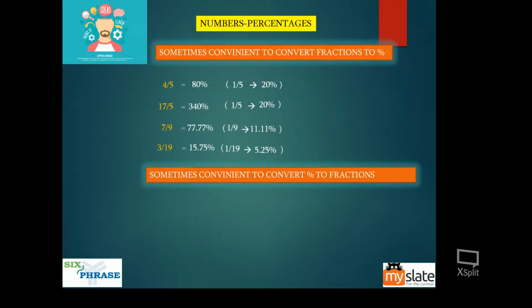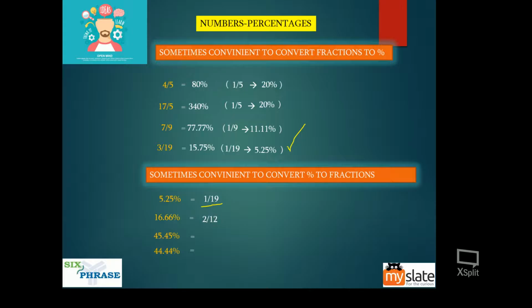Sometimes it is convenient to convert fraction to percentages. You will have to know what is 5.25 percentage. You will have to know what is 16.66 percentage. You will have to know what is 45.45 percentage, and you will have to know what is 44.44 percentage, all in terms of fractions. Now, 5.25 percentage, guys, you can easily write it as 1 by 19, because you already know 1 by 19 is 5.25 percentage. When you know the table, you know 1 by 19 is 5.25. So you can clearly write 5.25 percentage is 1 by 19.